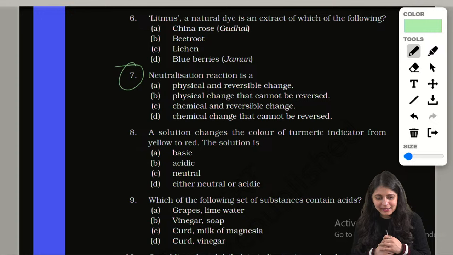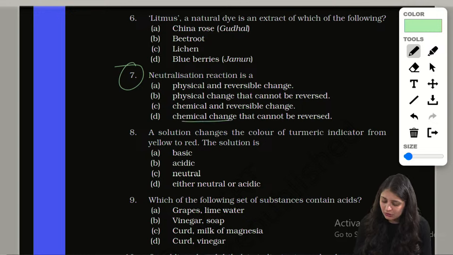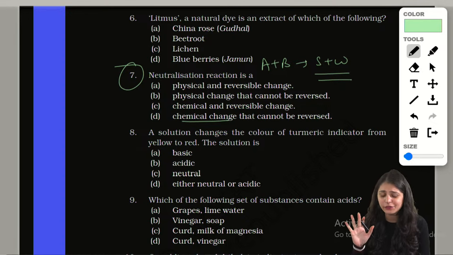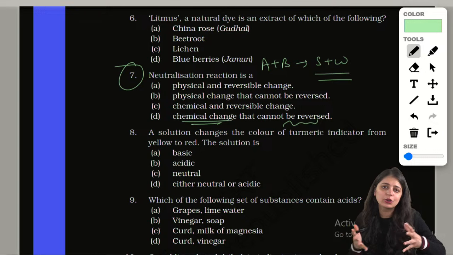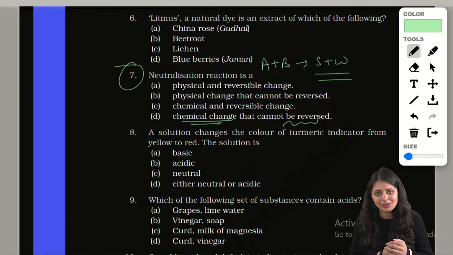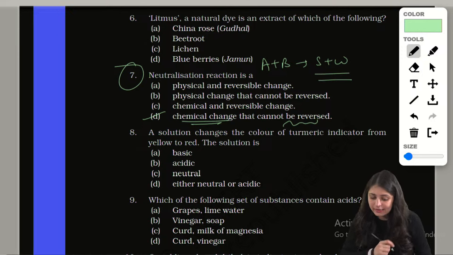Everyone is saying it is going to be option D. Very good. It's a chemical change. We are reacting an acid with a base to form salt and water. So, two new products are being formed with entirely different properties. So, it's a chemical change. And of course, from salt and water, you cannot get back the acid and the corresponding base. So, for seventh question, option D is the correct answer.